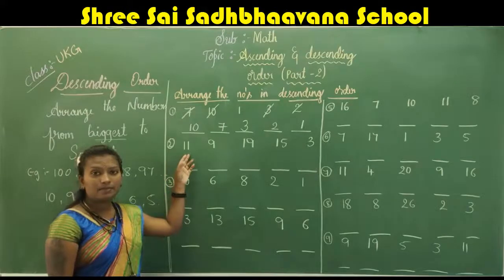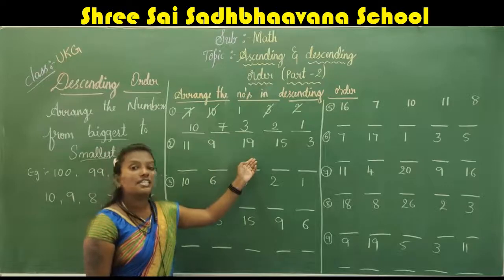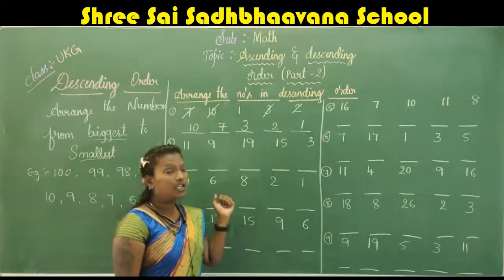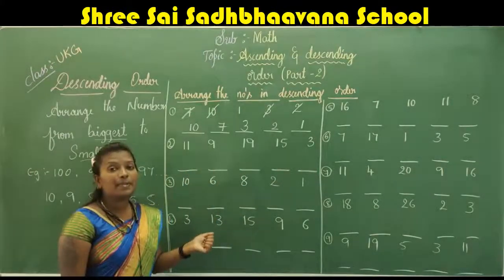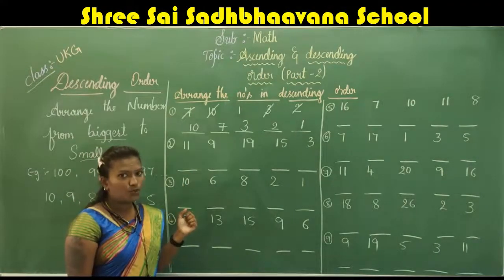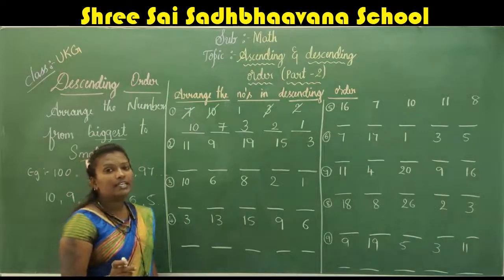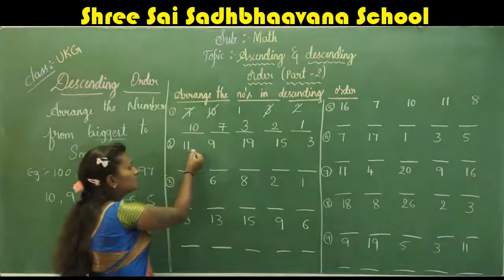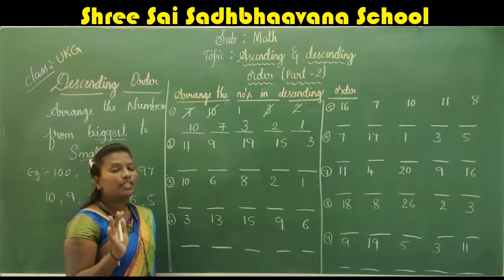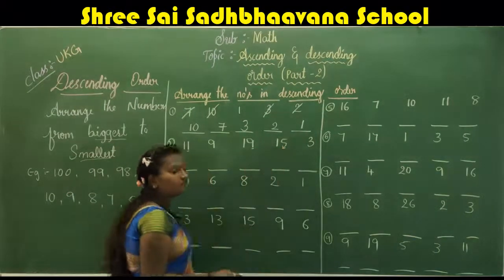What number is this? Yes, this is number 11, 9, 19, 15, 3. Here, which is the biggest number? Number 9 is the biggest number? No. Then which is the biggest number here? Yes. Now, let me think about ones place numbers. Here, only 1 digit is there. That's why that is the smallest number. No need to think about single digit numbers. Let me think about 2-digit numbers.